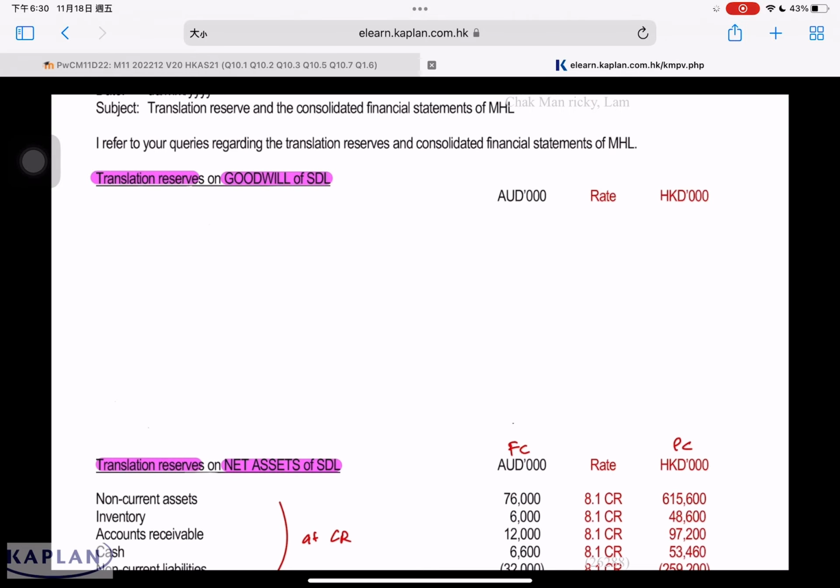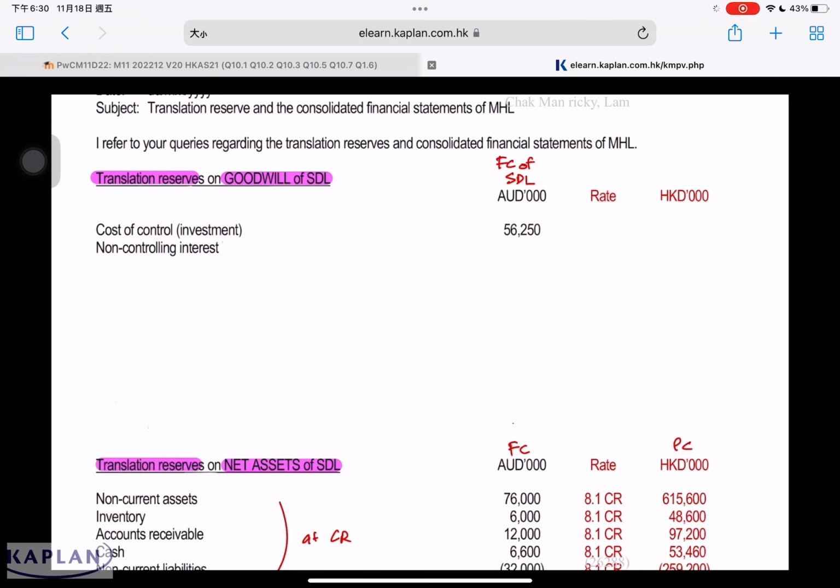When we say goodwill of STL, it must be expressed in the functional currency of STL. The cost of the 80% is not given, but earlier we calculated in functional currency of STL it equals Australian dollar 56,250. Then we must account for NCI of 20%. NCI is a proportionate share, so we'll come back to this later on.